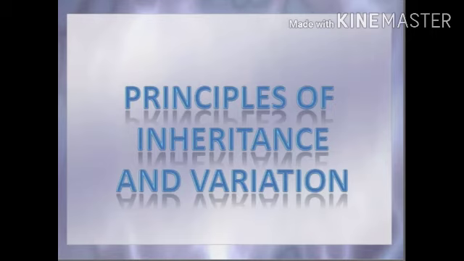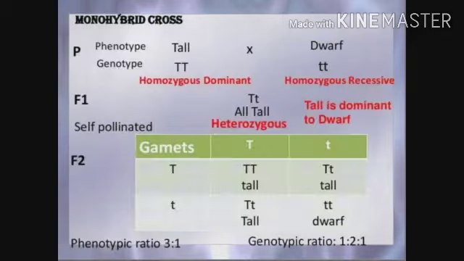Welcome to my next lecture, grade 12, chapter 5. The name of the chapter is Principles of Inheritance and Variations. Today we will discuss the next topic of the chapter. Let's start with monohybrid cross.